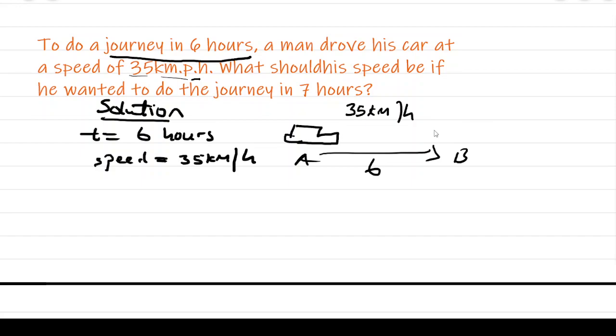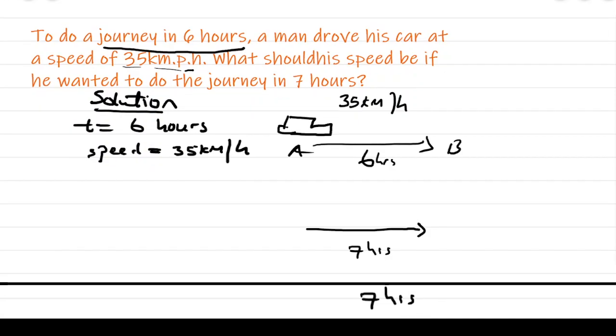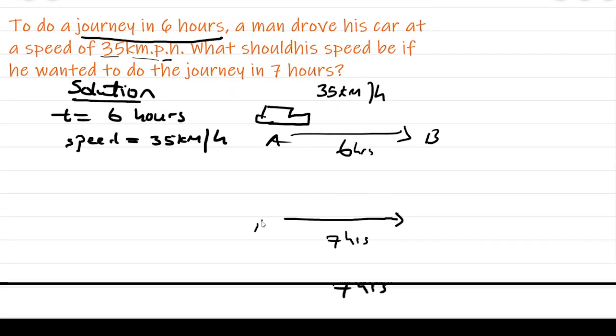Now we are being asked, what if he's using the same car? What if he wanted to do the journey in 7 hours, whereas it took him 6 hours? If he wanted to do the journey in 7 hours from this point A to this point B, the same distance, and using the same car, what speed will he run? Maybe he just doesn't want to be too early for the place he's going to. He wants to delay. So what speed do you think he should run with? Well, first you have to notice that the distance covered does not change.